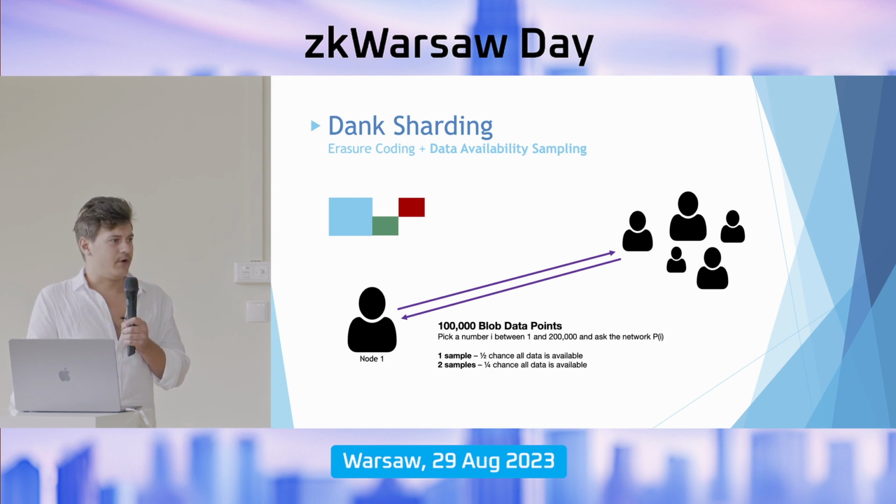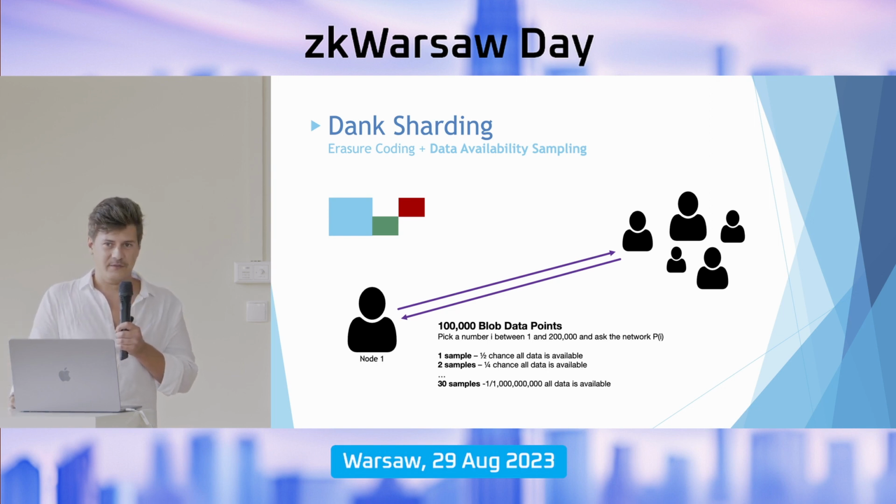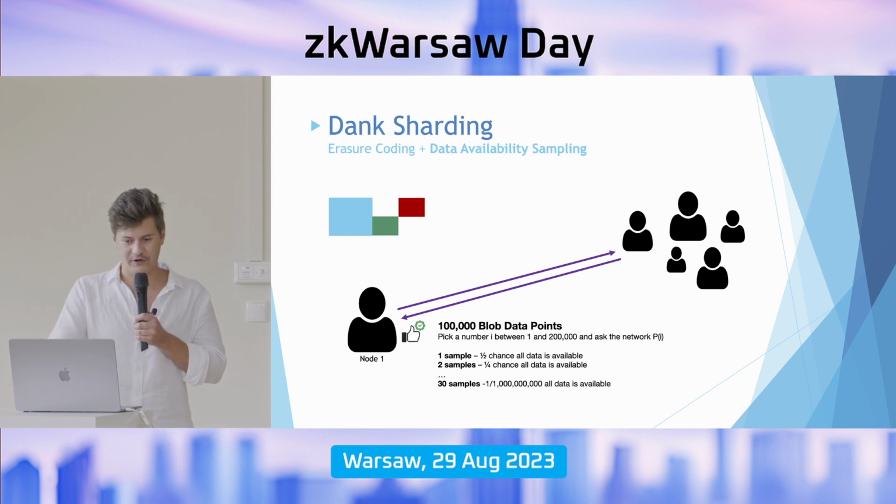By the second sample, there's a 25% chance that someone's lying about holding the data. And by the time you do this 30 times, there's a 1 in a billion chance that anyone could have lied. And maybe you can do this 60 times just to make sure. So it's essentially next to impossible to withhold data. You know if it's available or not. Cool. So now he knows.